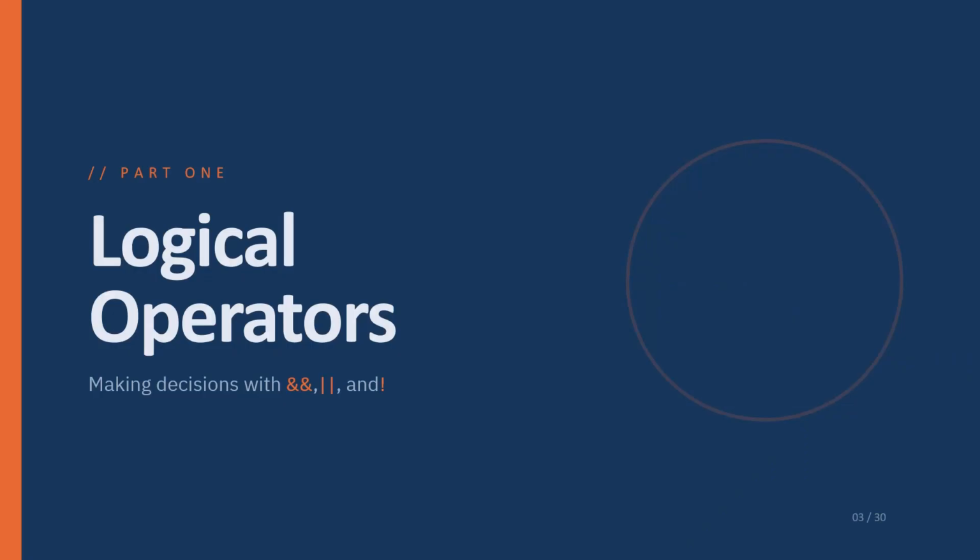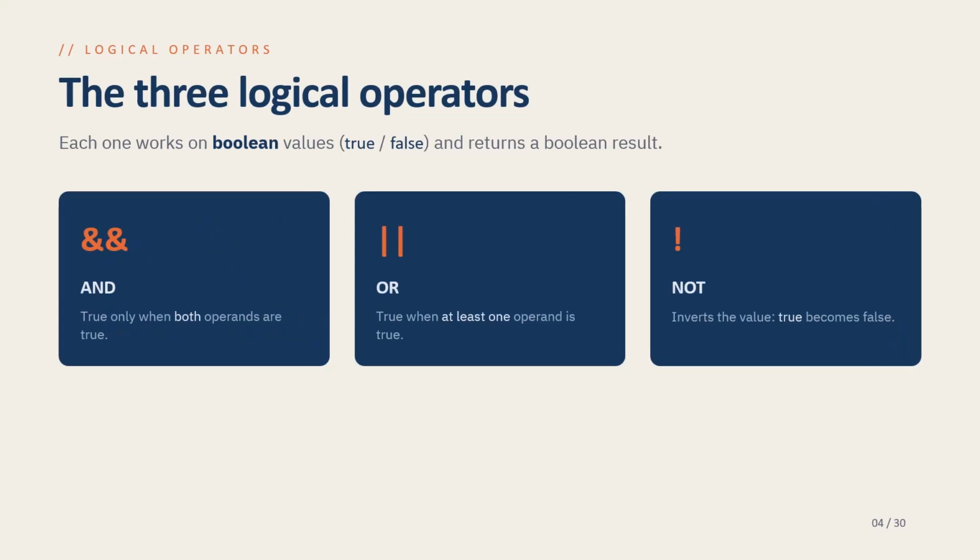So coming to logical operators, let's begin with logical operators. These operators evaluate conditions and always return either true or false. C++ provides three different types of logical operators: and, or, not. These operators are commonly used in decision-making statements such as if, while, and for loop.